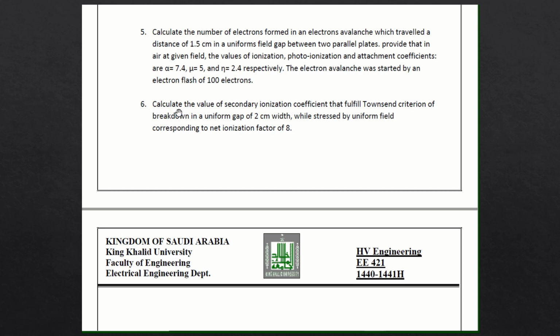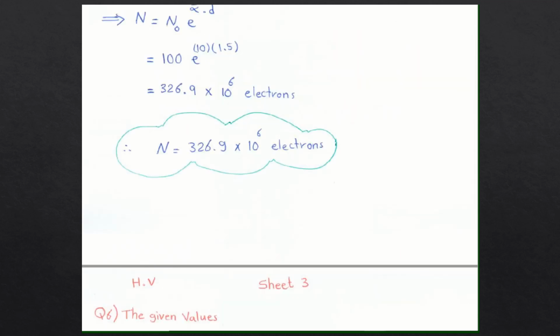Here he wants us to calculate the value of the secondary ionization coefficient that fulfills the Townsend criterion of breakdown in a uniform gap of 2 cm width, while stressed by a uniform field corresponding to a net ionization factor of 8. He also gives us the distance, which is 2 centimeter, and the net ionization, which is 8. So let's move on to the answer sheet to see how we can solve this problem.